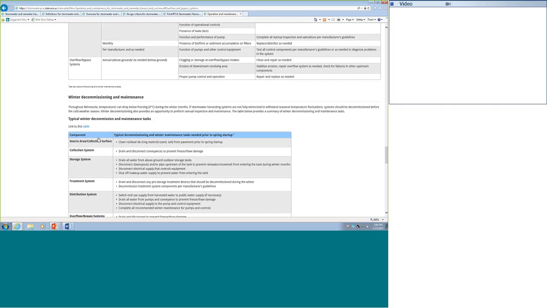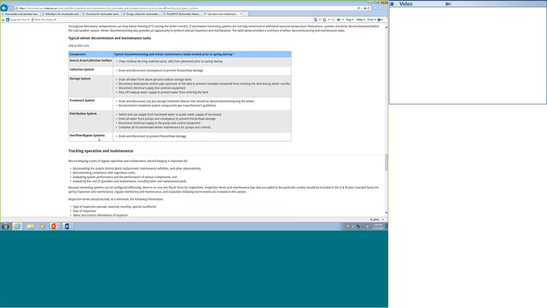There's some winter decommissioning aspects based on your component that you need to think about. So for example, your storage system, at wintertime you want to drain all the water, disconnect any downspouts, the electrical supply, and shut off your makeup water supply.